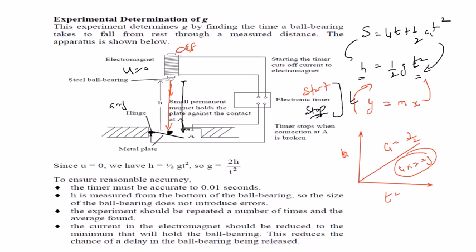Why did we not use this formula directly? Because if we use the formula directly, we'll have one value of height and one value of time. It will not be accurate. Is it clear?